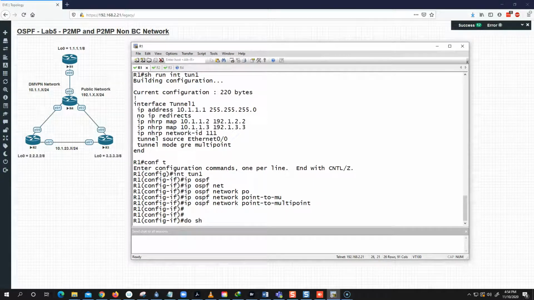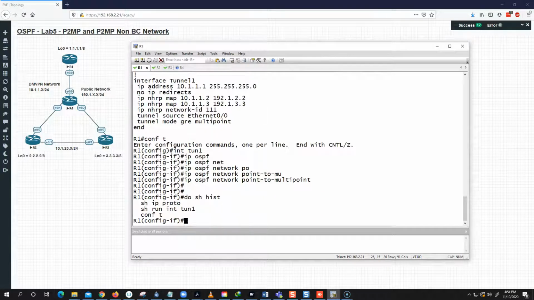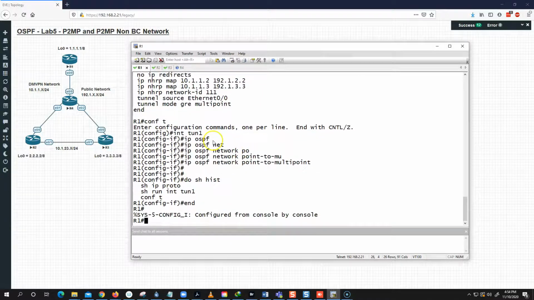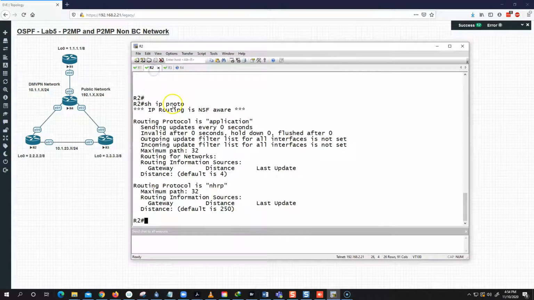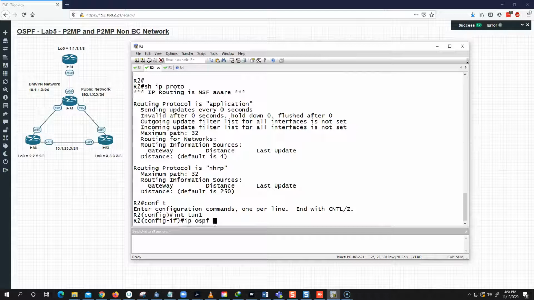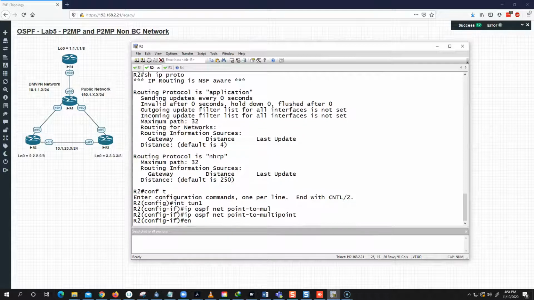Okay, so if I do show history, I do not have that. Okay, no worries. So what I'm going to do now is this on router 2. So on interface tunnel 1, I would say ip ospf network point-to-multipoint, and that is it.